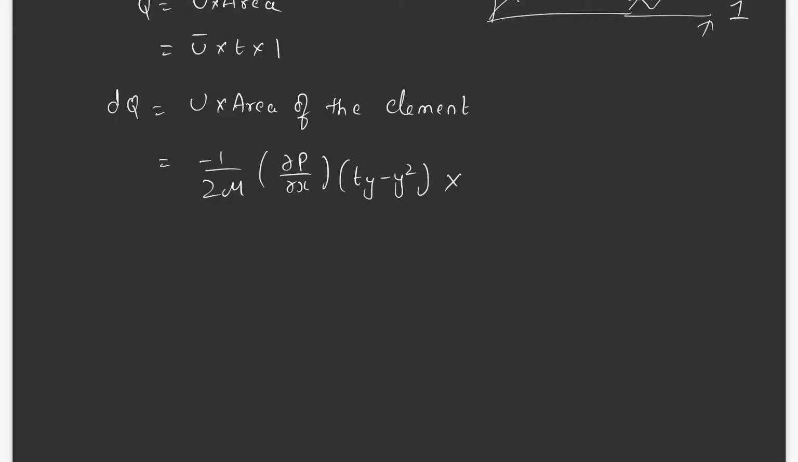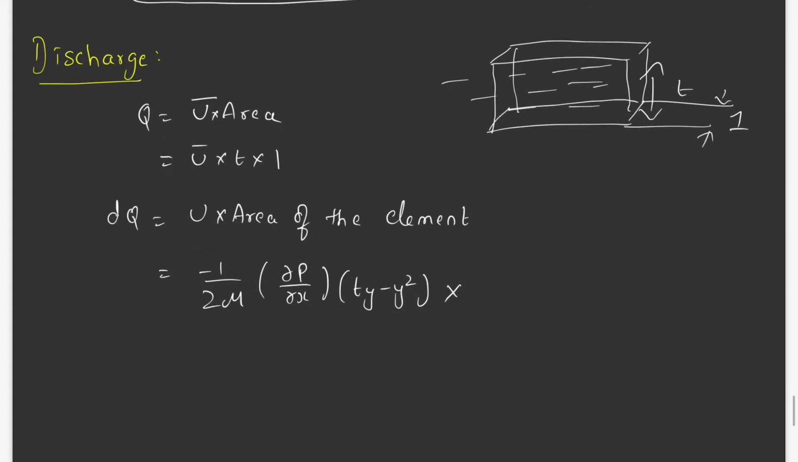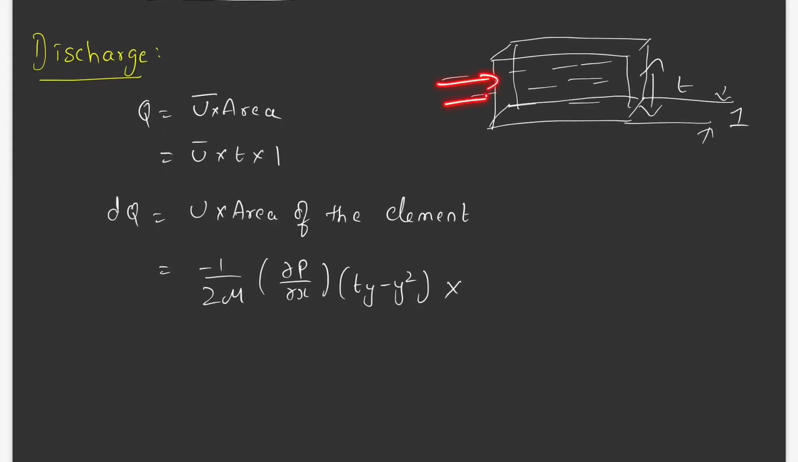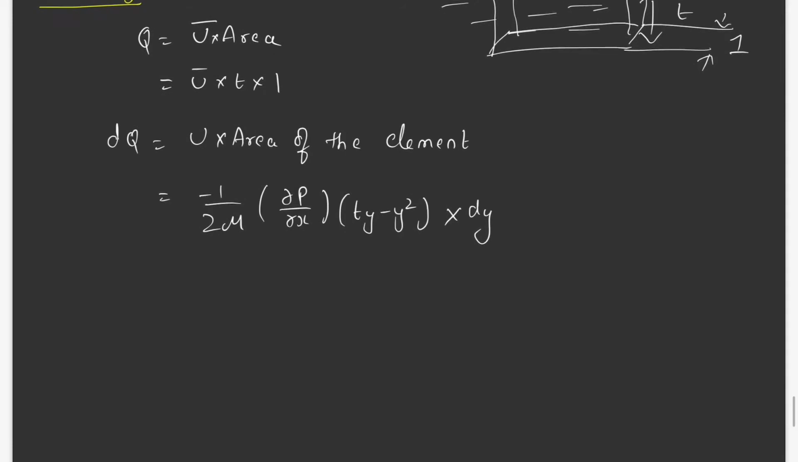What is the area of the element? See, flow is happening this way. If you remember the diagram, this was delta y, that was the thickness, into 1. This was delta y, this value was 1. So dy into 1.